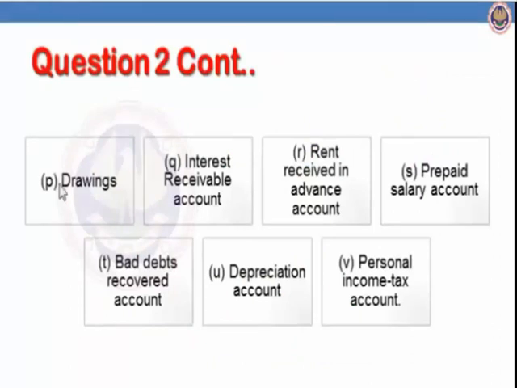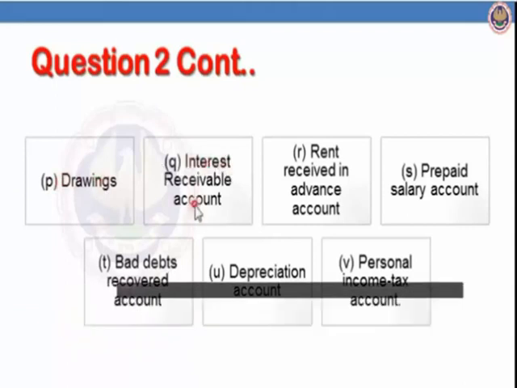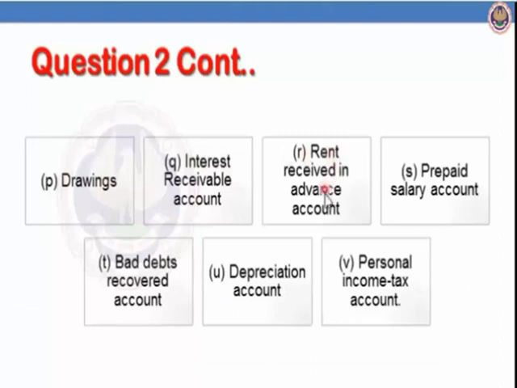Continuing question 2 itself, we are supposed to specify, as per the traditional approach and modern approach: drawings, then interest receivable account, then rent received in advance account, then prepaid salary account, then bad debts recovered account, then depreciation account, then personal income tax account.